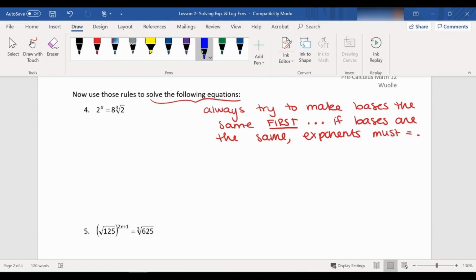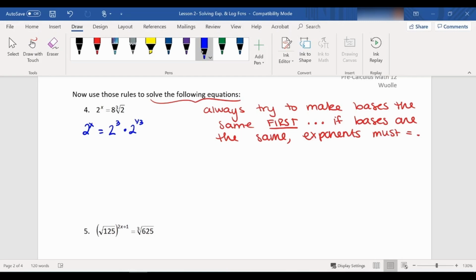So I can tell by looking at this first question, I've got 2 to the power of x on the left. There's nothing I can do to simplify that. There's nothing I can rewrite, so my base must be 2. On the right, I can see that I've got a cubed root of 2, which I can rewrite as an exponent, and I've got an 8, which I can rewrite with a base of 2. So I'm going to keep the left the same. I'm going to rewrite the 8 as 2 cubed, and I'm going to rewrite the cubed root of 2 as 2 to the 1/3.